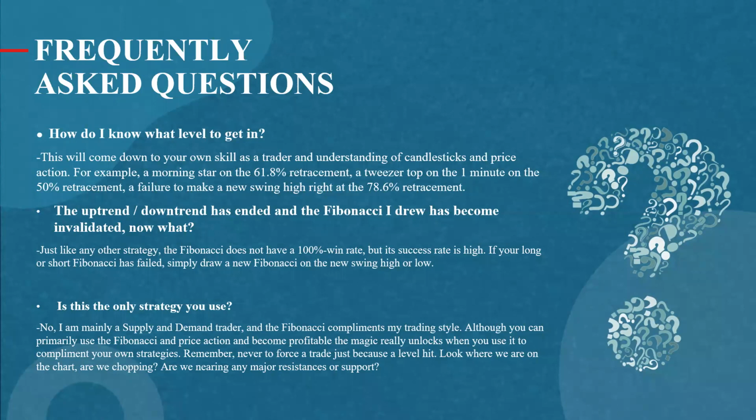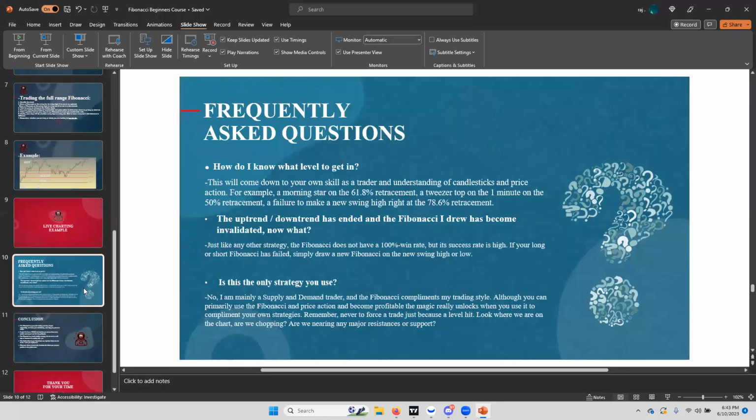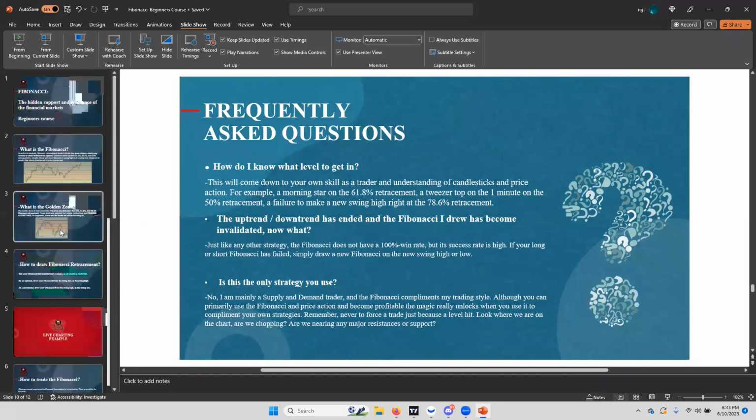Oh, so we're coming to the end here. So these are frequently asked questions. I get these questions a lot. So how do I know what level to get in? Again, this is going to come down to your own. Oh, did I miss where he said where the golden zone is? So I'll go back real quick. I don't want you to miss this. I'll go back to that slide.